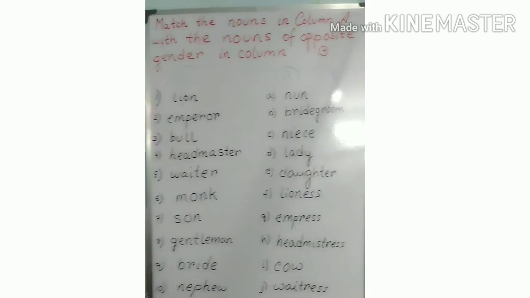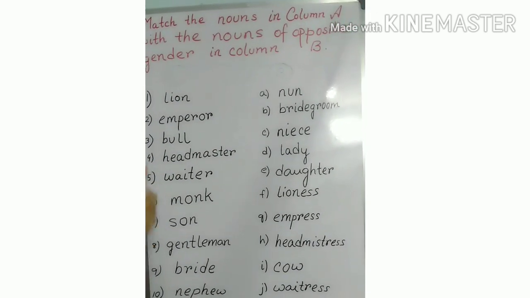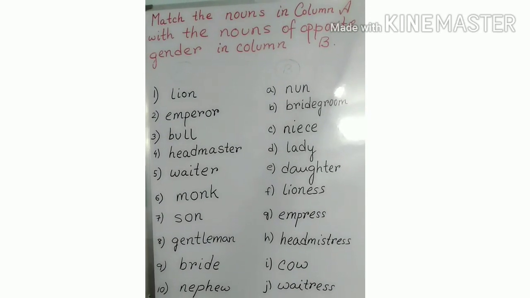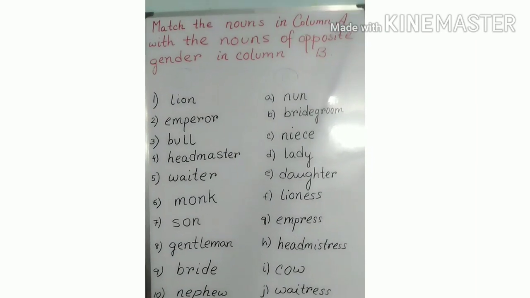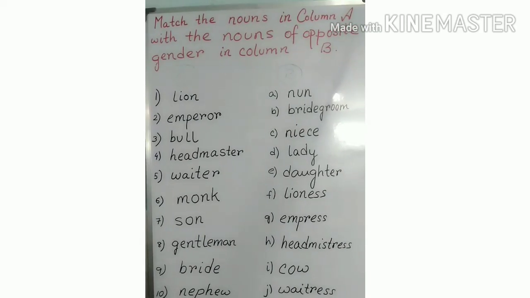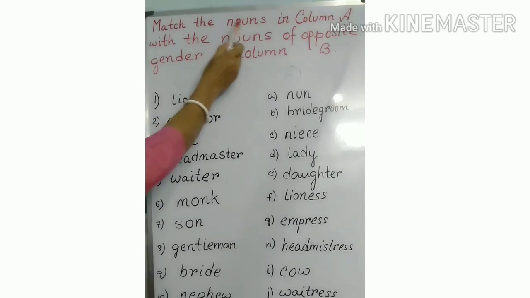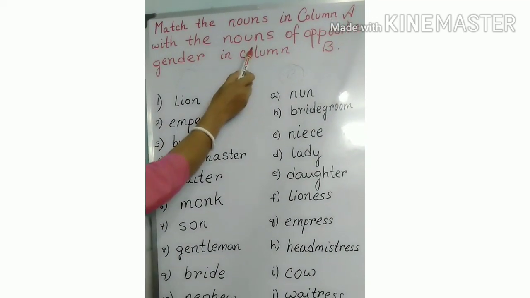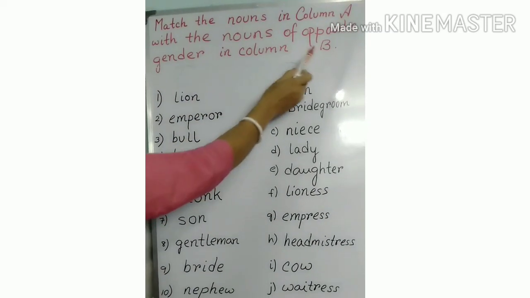Dear students, this is exercise A of worksheet 3, page number 33. This was given to you the last day. Today I am going to explain you how to do it. First of all, we will read the instructions. Match the nouns in column A with the nouns of opposite gender in column B.